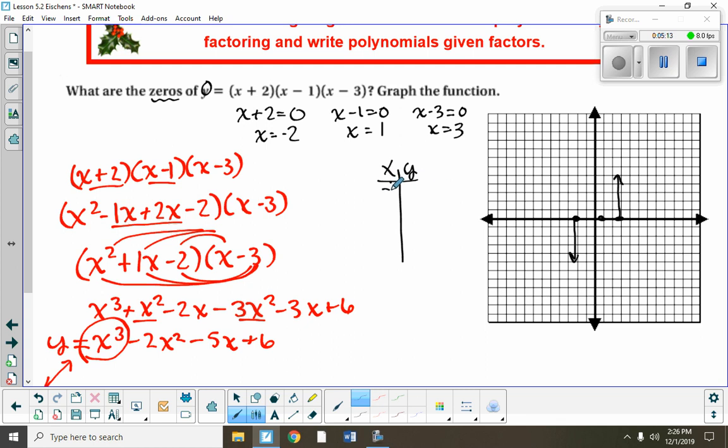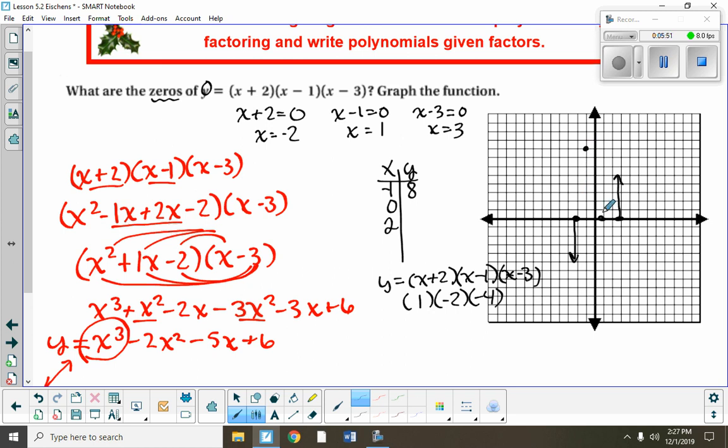So -1 we'll plug in, 0, and then 2. So if we plug -1 in, I'm going to plug it into each of these here. So y equals x plus 2 times x minus 1 times x minus 3. If we substitute in -1, that would be -1 plus 2 is 1. -1 minus 1 is a minus 2. -1 minus 3 is a minus 4. That gives us a positive 8. So -1, 8. 1, 2, 3, 4, 5, 6, 7, 8.